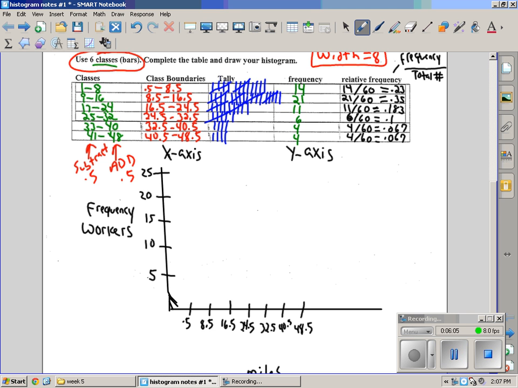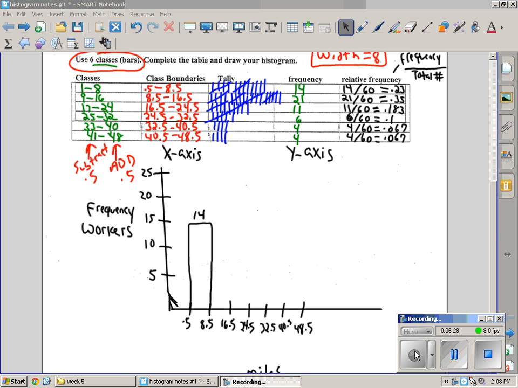So we are ready to draw our bars in now. So the first class from 0.5 to 8.5 should go up to 14. So that first bar should be up to 14. Okay, so the next bar is up to 21.